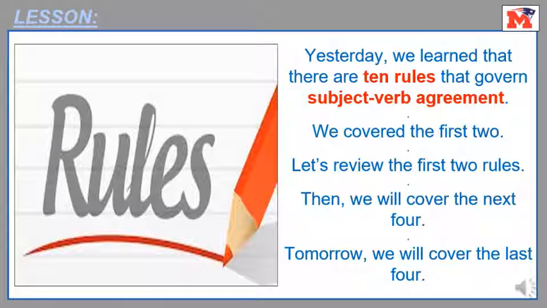Yesterday, we learned that there are 10 rules that govern subject-verb agreement. We covered the first two, so we are now going to review the first two rules. Then today we will cover the next 4 rules, and tomorrow we will cover the last 4 rules.